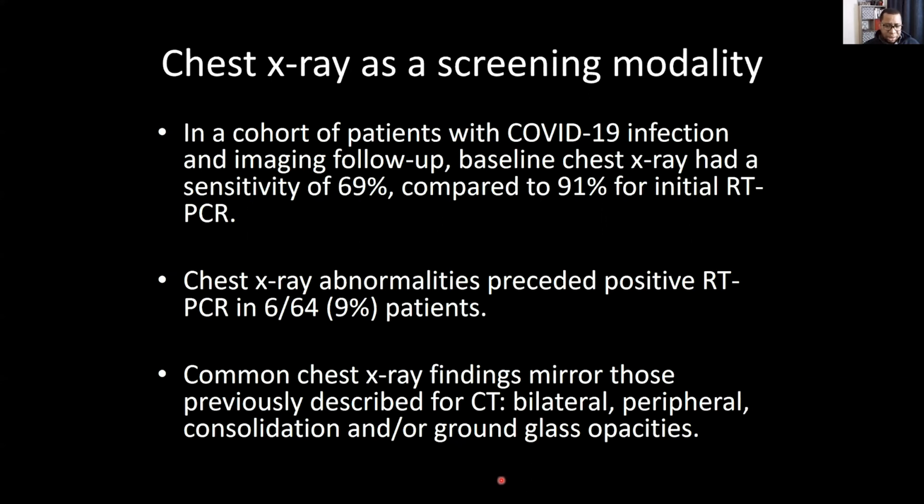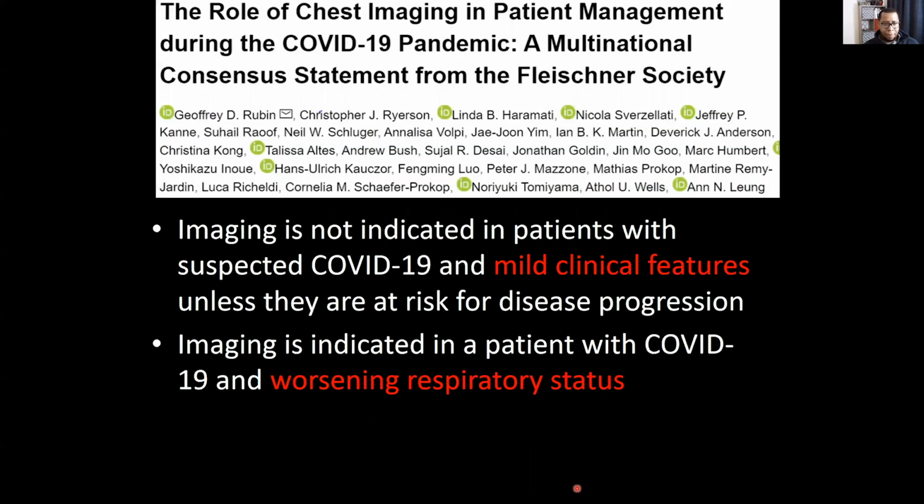All you really can see is opacities. They could be hazy, they could be more dense, but they should be typically bilateral and peripheral. So based on their early data, the Fleischner Society, which is a multinational group of thoracic experts around the world, came out with a statement that imaging is not indicated in patients with suspected COVID-19 and mild clinical features, unless they are at risk for disease progression, right?